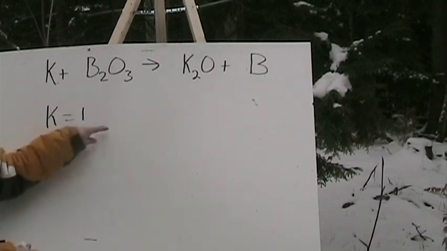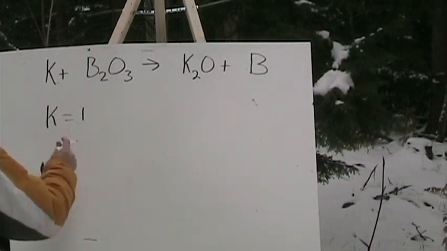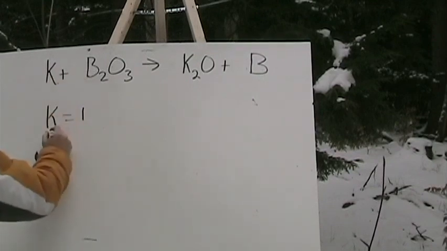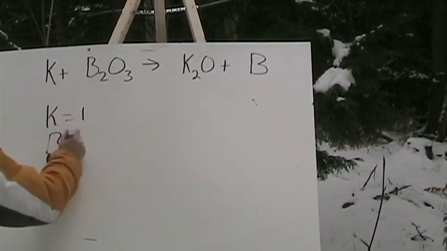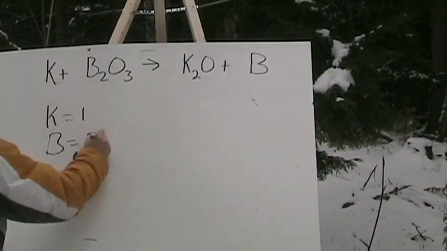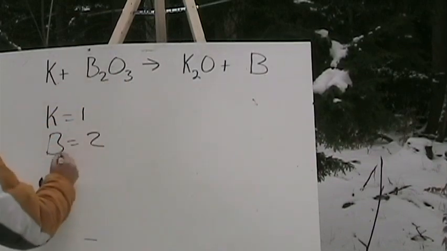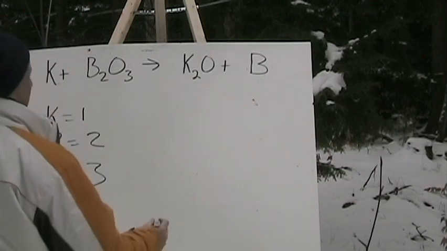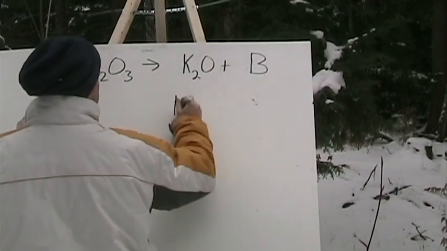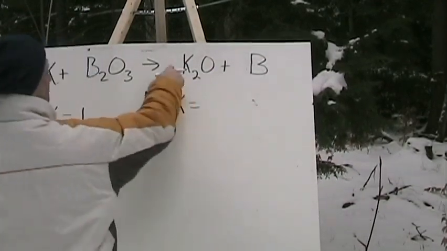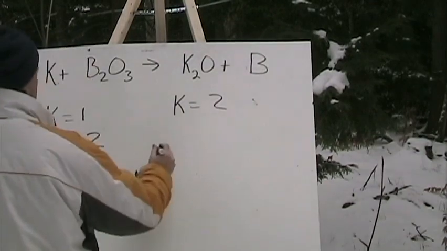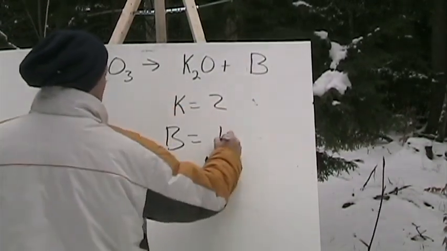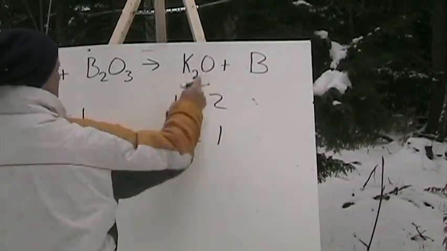I'm going to stop writing down all the parentheses stuff. Coefficient on subscript. Coefficient of 1 for bromine equals 1 times 2 equals 2. Oxygens, 1 times 3 equals 3. K equals 1 times 2 equals 2. B equals 1 times 1 equals 1. And oxygens, 1 times 1 equals 1.